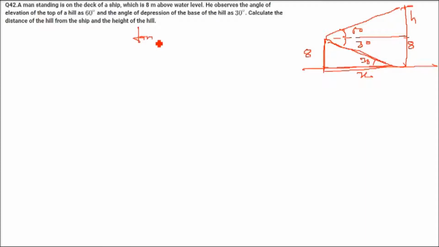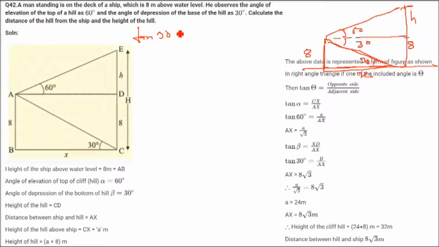So it will be tan 30. Tan 30 will be equal to 8 by x. Tan 30 is 1 by root 3, so 1 by root 3 is 8 by x. So x is 8 root 3. Now coming to this triangle.